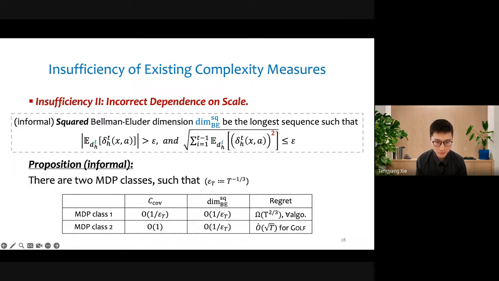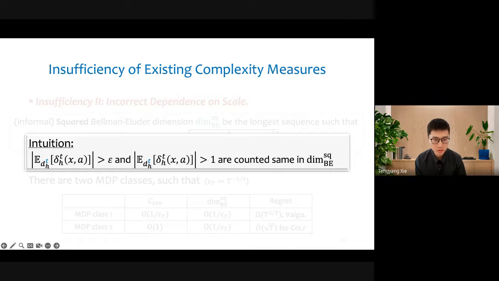However, for class 2, it can have a linear-in-T regret for GOLF, and C cover can capture the property of this MDP, but the squared BE still cannot capture that. The reason or intuition behind that is, for the definition of squared Eluder dimension, no matter whether our violation is epsilon or 1, that will always count the same. That's the reason why it is insufficient. Okay?